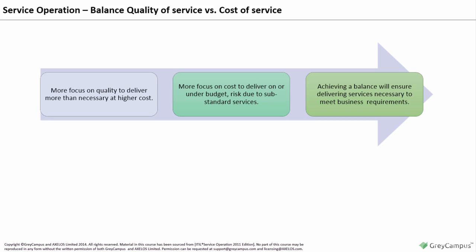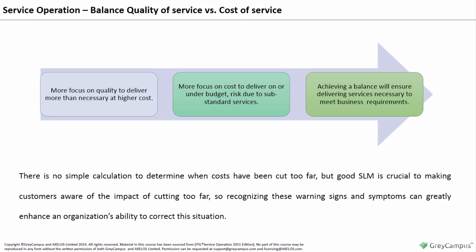Achieving the correct balance is important. Too much focus on quality will result in IT services that deliver more than necessary, at a higher cost, and could lead to a discussion on reducing the price of services. Too much focus on cost will result in IT delivering on or under budget, but putting the business at risk through substandard IT services. There is no simple calculation to determine when costs have been cut too far, but good SLM is crucial to making customers aware of the impact of cutting too far. So, recognizing these warning signs and symptoms can greatly enhance an organization's ability to correct this situation.